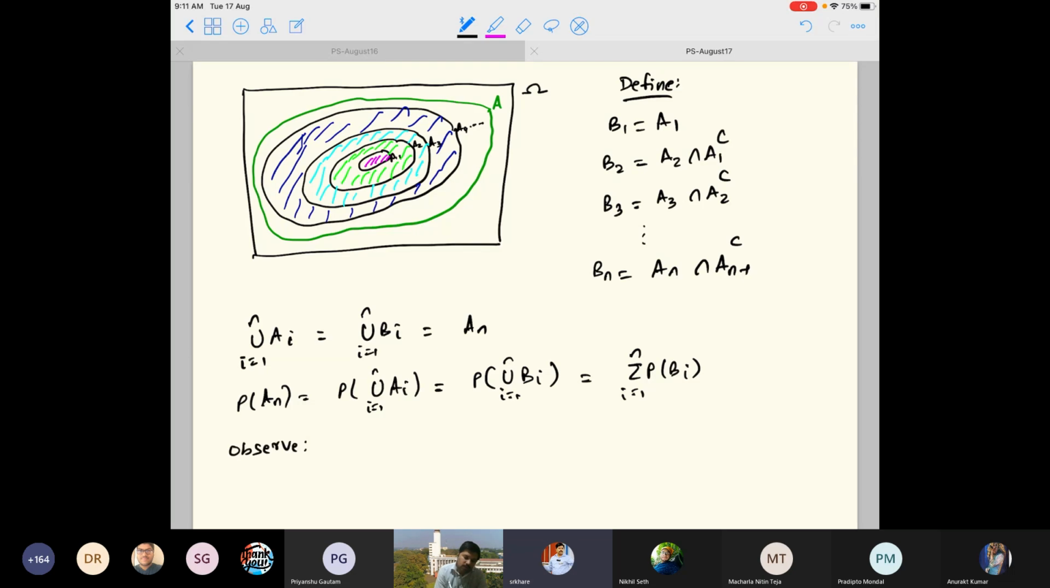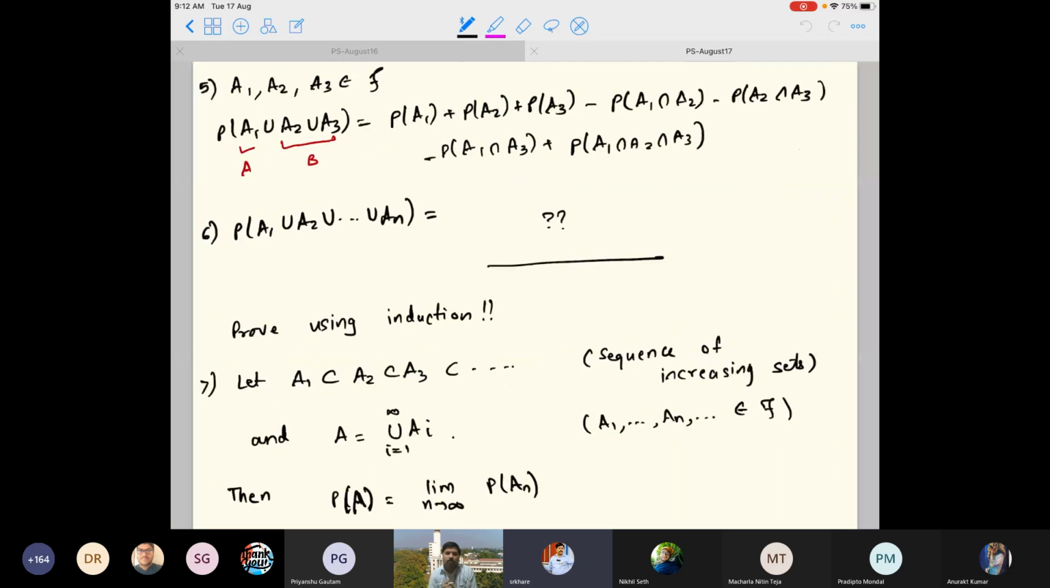What is the observation? Observation is that A, which is union i from 1 to infinity, is nothing but limit n tending to infinity of union i from 1 to n, right? And once you do that, your job is done. So that proves this very interesting result. Similar result you can prove for decreasing sequences also.